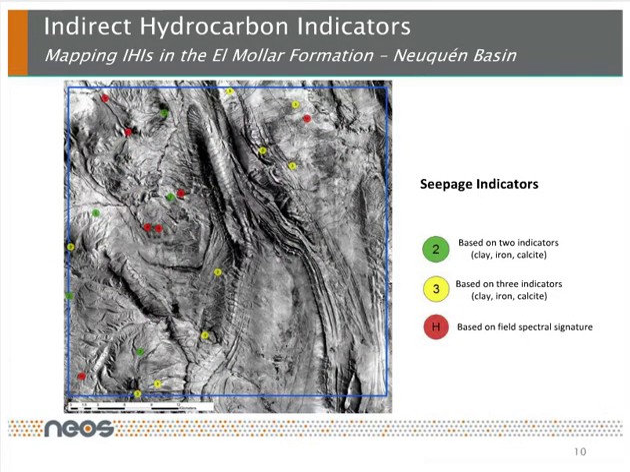After further classification, we see in this slide for El Molar block the most likely position of seeps and microseeps. In green, we see locations that have 2 of the 3 indirect hydrocarbon indicators. In yellow, we see locations that have all 3 indirect hydrocarbon indicators. And in the red dots, we see the location of where the actual wavelength thumbprint of liquid hydrocarbon was found.